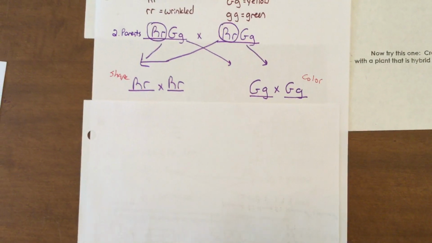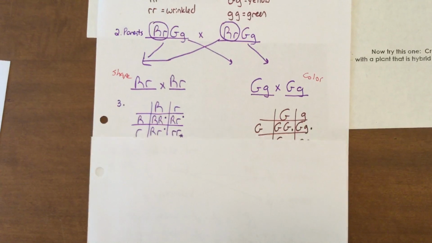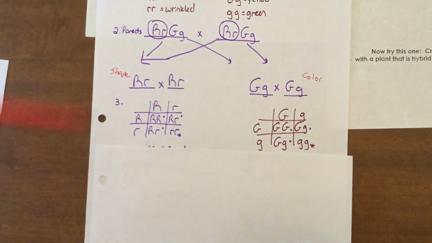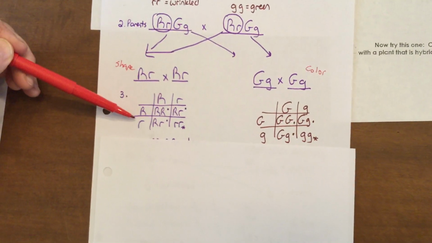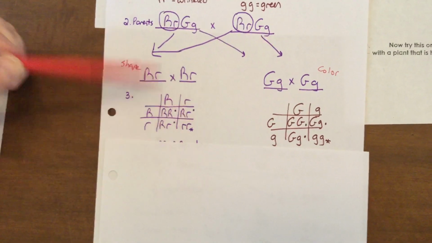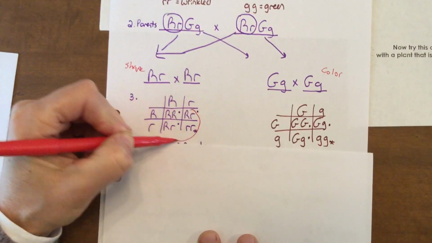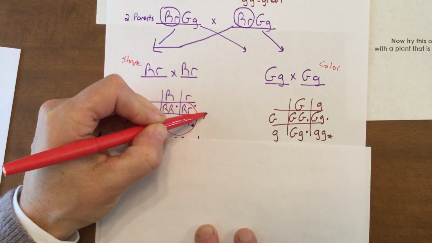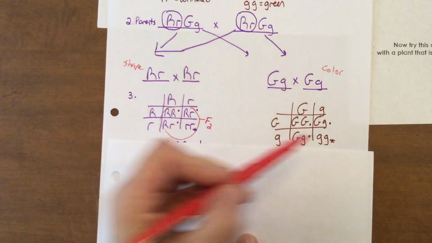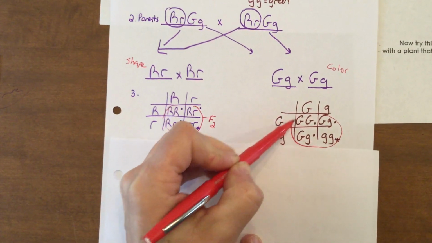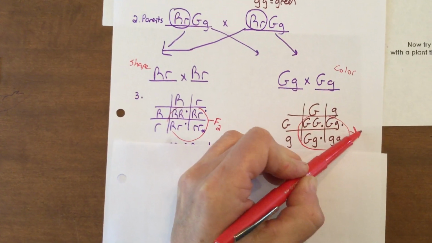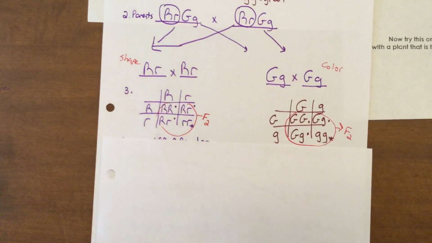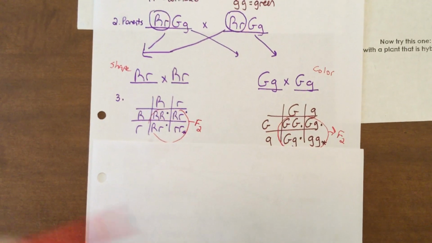Do your Punnett squares, just like we've been doing. So there's my Punnett squares for them. One parent across the top, one parent along the side for both of them. Fill them in. These guys now are those F2 generations on both. These are my possible offspring for that second generation. Once again, these are separate traits. I want to put them together.